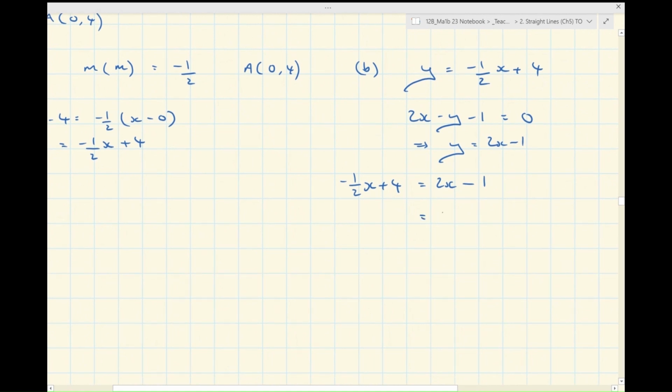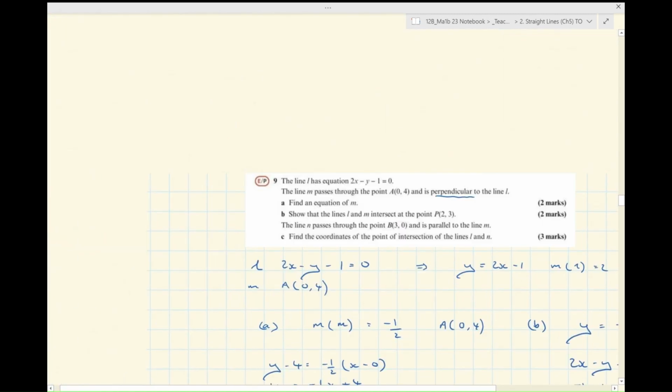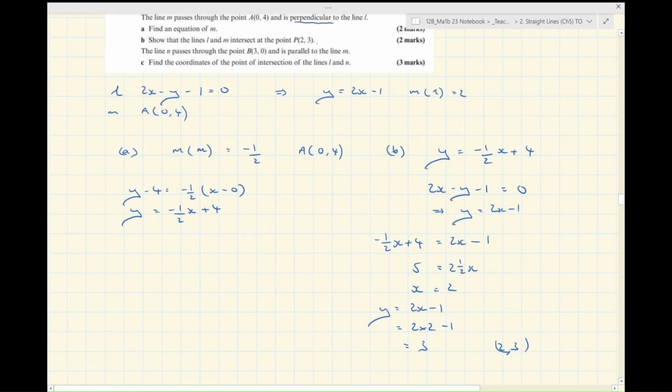That's plus half an x, 2.5x, add 1 to both sides, equals 5. So x equals 2, and then let's use the equation y equals 2x minus 1. When x is 2, 2 times 2 minus 1 is 3. So they cross at the point 2, 3, which is the point P. So I've done that.